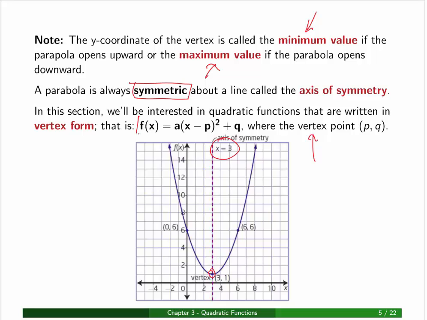Here's the formula for vertex form. The reason this is called vertex form is because p and q give the vertex, and you can get them by inspection. You literally can just read them off. That makes this form very useful when you want to graph it, because you instantly know the vertex. It's very simple to find an additional point, and then you can use the axis of symmetry to find the other point, and graph or sketch it very quickly.